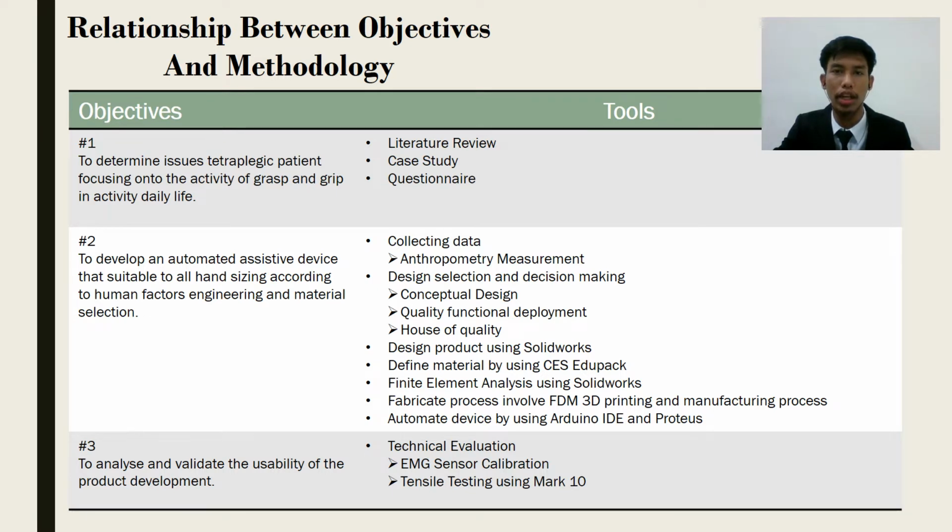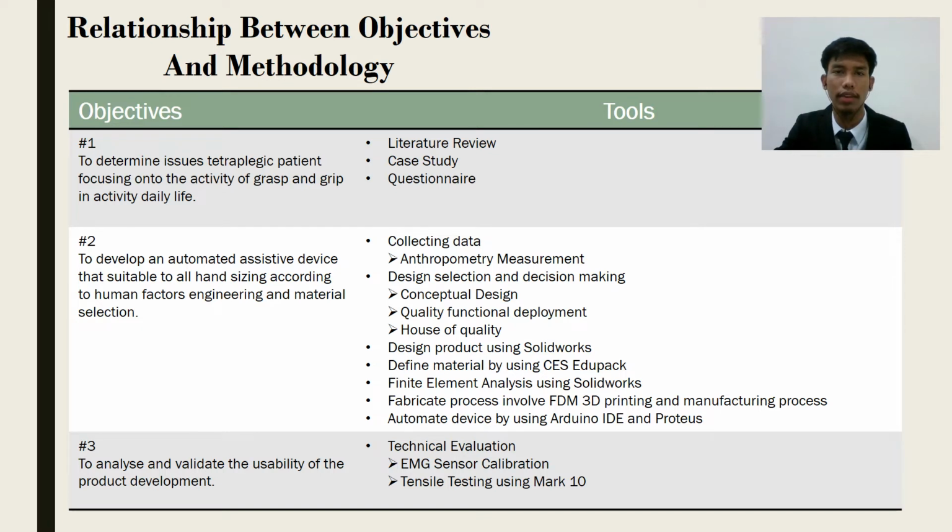For the mechanical part, we show the design using SolidWorks and define the material using CES EduPack. To make the engineering analysis, we can also run FEA using SolidWorks. For the fabrication process, the designed parts can be printed by an FDM 3D printer. In order to make the assistive device automated, a program controller such as Arduino IDE is used, and the circuit is simulated using Proteus software.